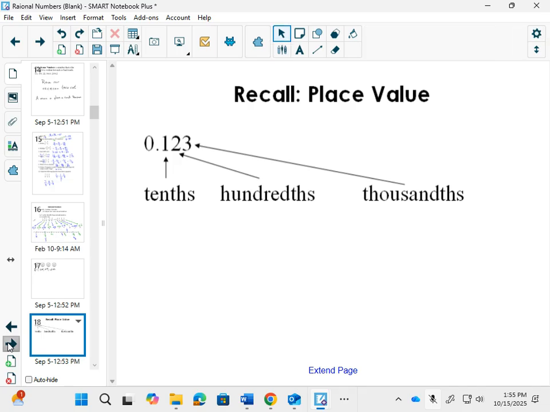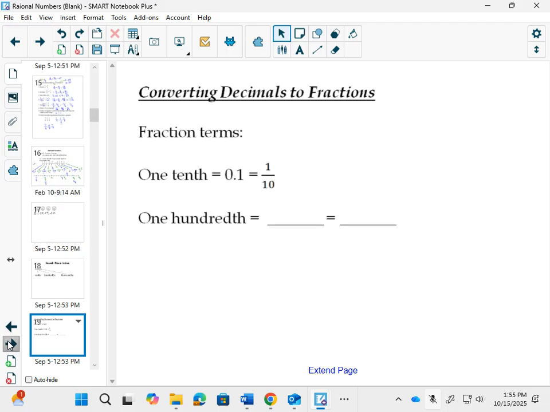Okay, another review from our first unit. Remember that one decimal is tenths, 2 decimals is hundredths, 3 decimals is thousandths. So you got really good, because I saw this on your test, at converting. In words, we have 1/10. As a decimal, 0.1. As a fraction, 1/10.